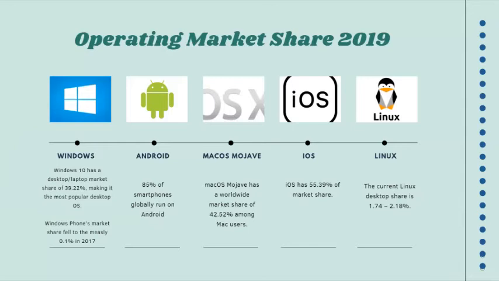So here's some additional information about the operating system market shares of 2019. For Windows, it has a desktop/laptop market share of 39.22%, making it the most popular desktop OS. However, Windows Phone's market share fell to a measly 0.1% in 2017. As for Android, 85% of smartphones globally run on it. For macOS Mojave, it has a worldwide market share of 42.52% among Mac users. For iOS, it has 55.39% of market share, and as for Linux, its current desktop share is 1.74 to 2.18%.